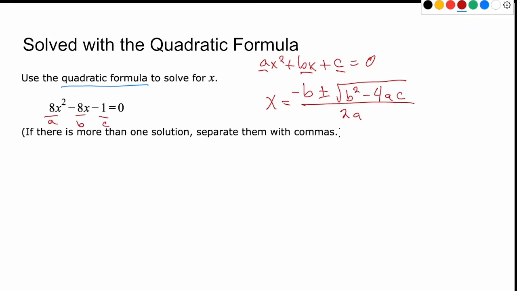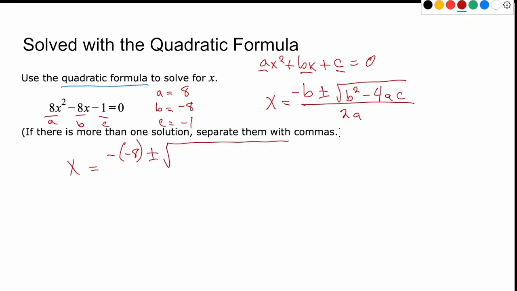So what we've got is our a is 8, our b is negative 8, and our c is negative 1. So let me write those down here. So 8, negative 8, negative 1. Plug it into the formula, and we're home free. So we're going to get negative b. So I'm going to do a negative 8. Yes, it does become positive 8, but let's go with that for now.